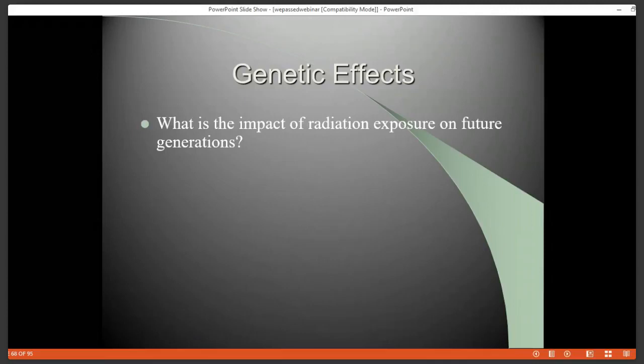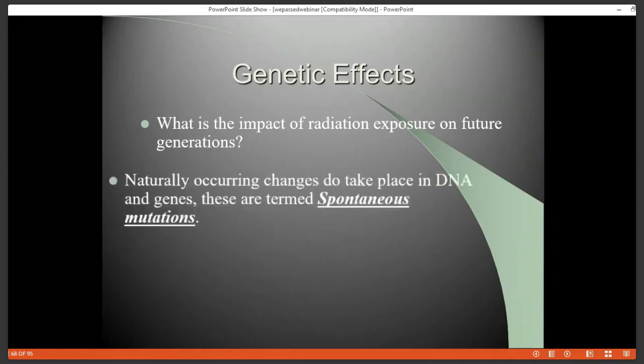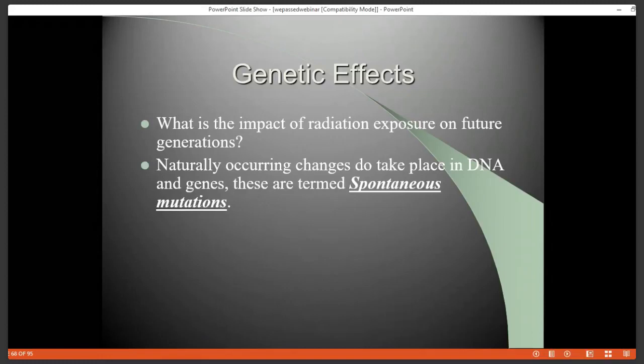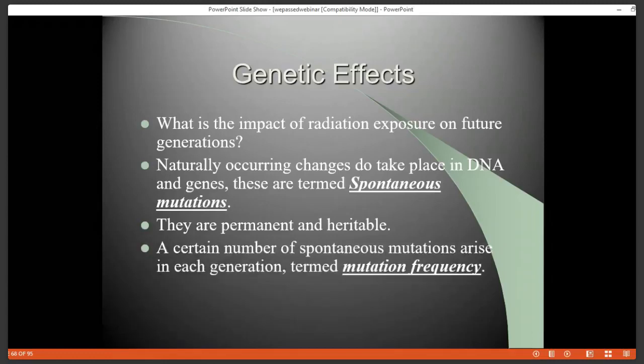Genetic effects. So what's the impact of radiation exposure on future generations? Naturally occurring changes we see in DNA and genes are termed spontaneous mutations. These are ones that happen in nature without radiation as one of the effects. These spontaneous mutations that occur naturally are both permanent and heritable, so these are things that will be passed along during meiosis. There's a certain number of spontaneous mutations that arise in each generation. This is termed the mutation frequency.